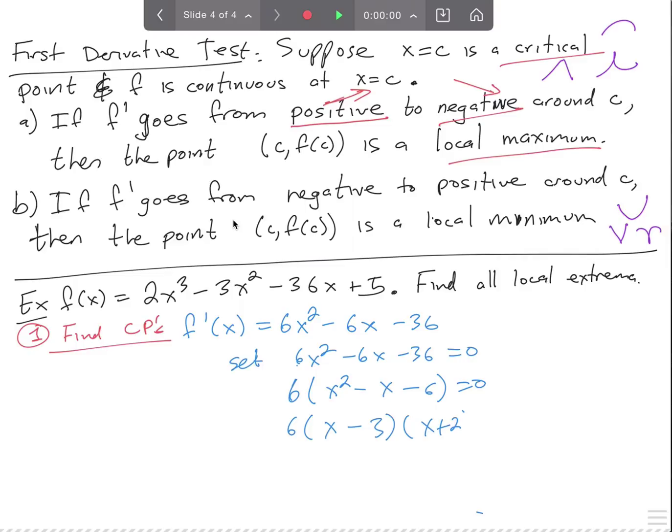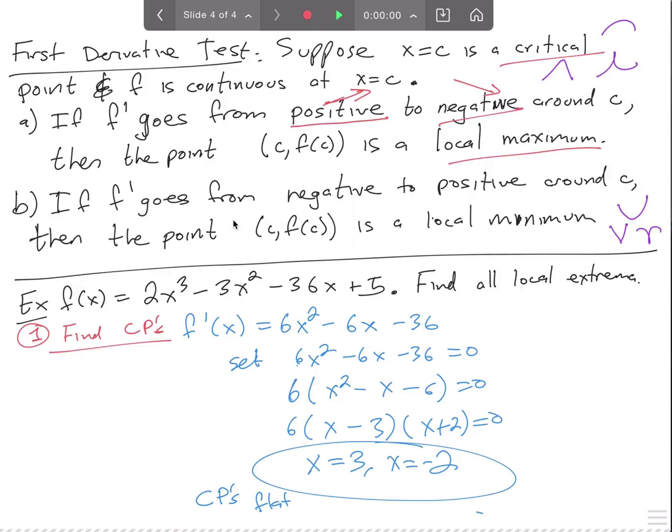Okay, so this tells me that at x equals 3 and x equals minus 2, what are those guys called? Those are my critical points, right? And in this case, what kind of critical points are they? It's where the derivative equals 0, which means graphically it's going to be a flat spot, right? Okay, so you can just make a little note there for yourself: flat spot.